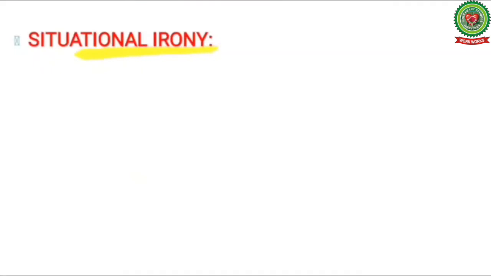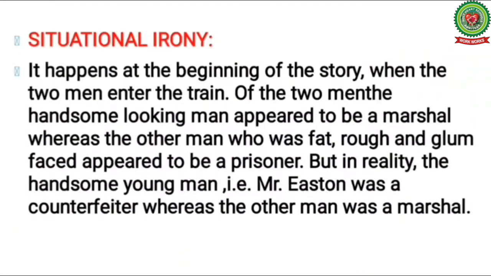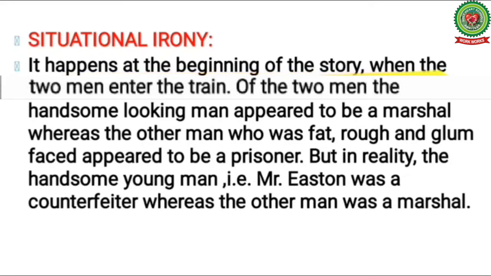The story Hearts and Hand is full of irony: situational irony, verbal irony, and dramatic irony. Let's read situational irony. It happens at the beginning of the story when the two men enter the train. Of the two men, the handsome-looking man appeared to be a marshal, whereas the other man, who was fat, rough, and glum-faced, appeared to be a prisoner. But in reality, the handsome young man, that is Mr. Easton, was a counterfeiter, whereas the other man was a marshal.